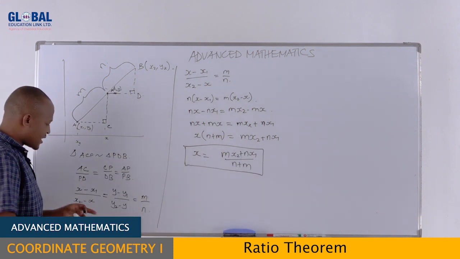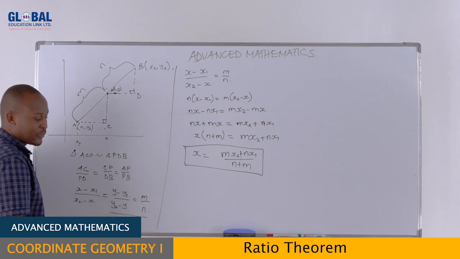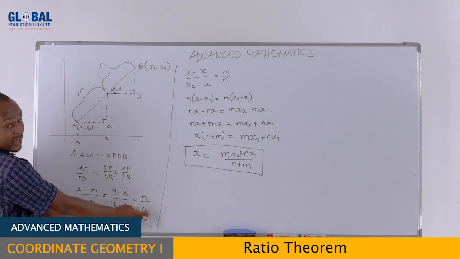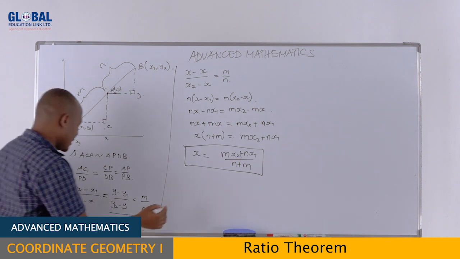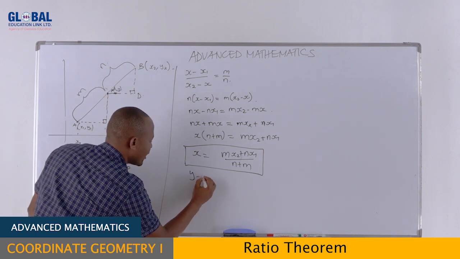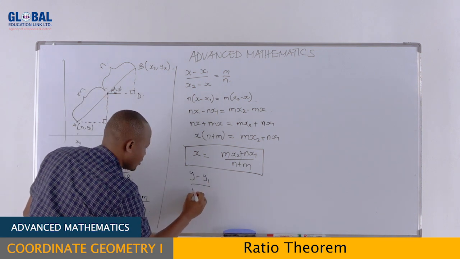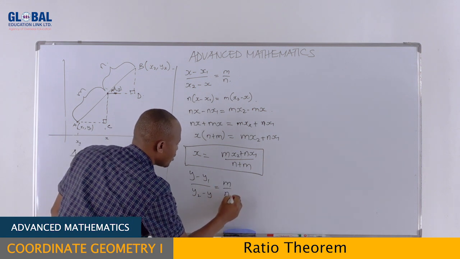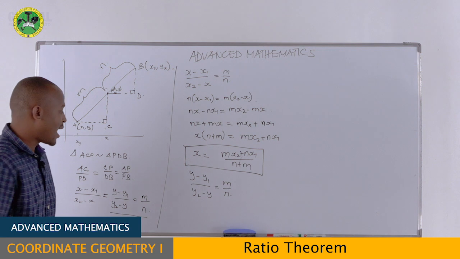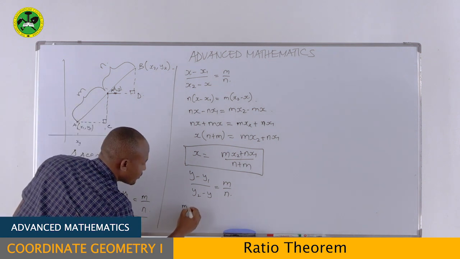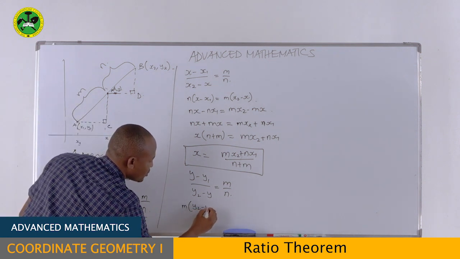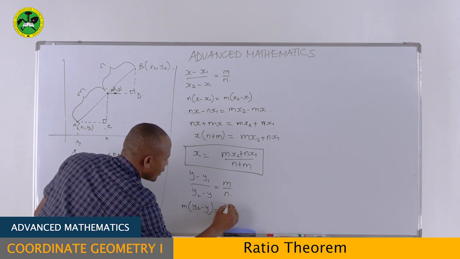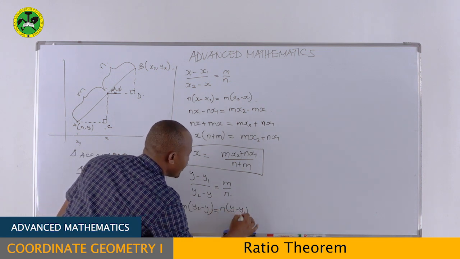And now let's go to the second part. That means we're going to use these two. First time we used this and that one. Now we're going to use this and that one. That is to say, we're going to have y minus y1 over y2 minus y equals m over n. So the same procedures happen again. We have n(y minus y1) equals m(y2 minus y).